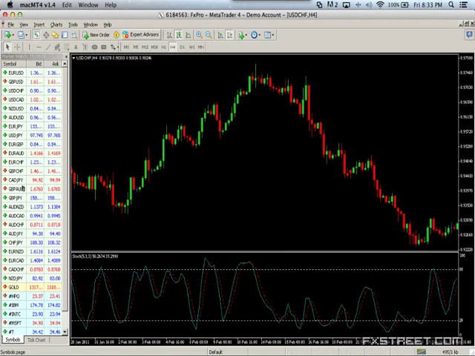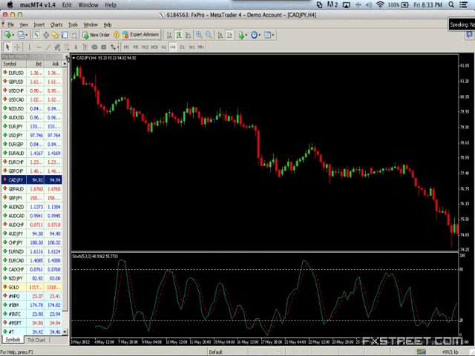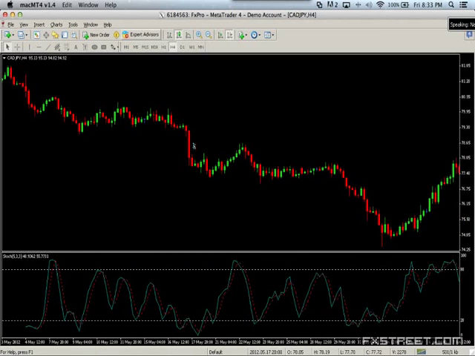Let's change the pair. Let's try, let's say, CAD yen, some exotic pairs. Shivani, no, it doesn't always mean selling. You can also have buy. I'll get into the buy, in fact, on the same screen.